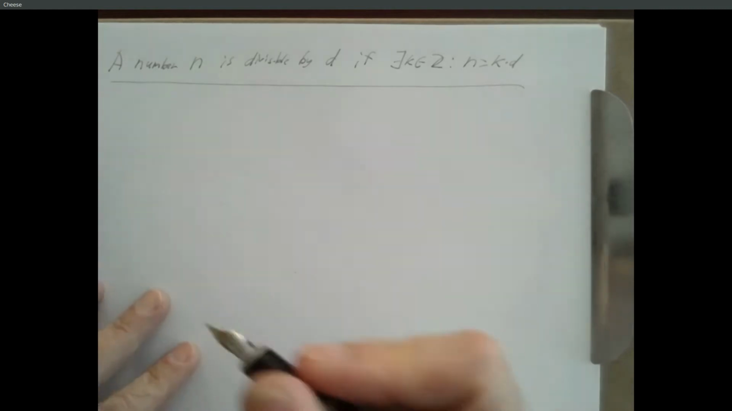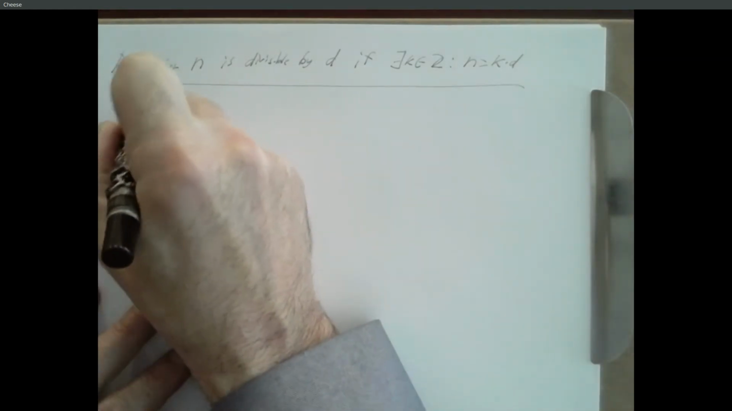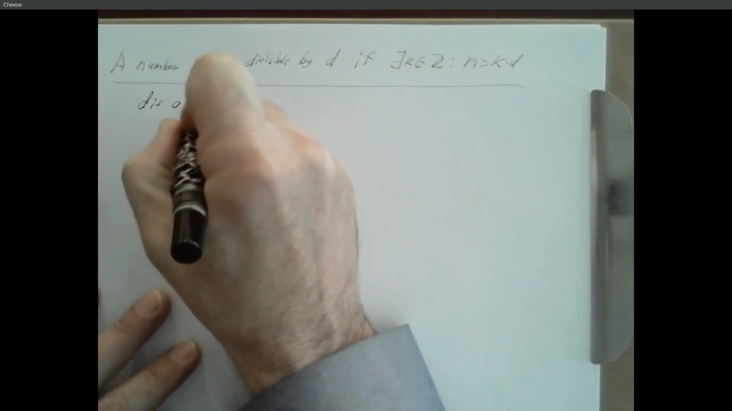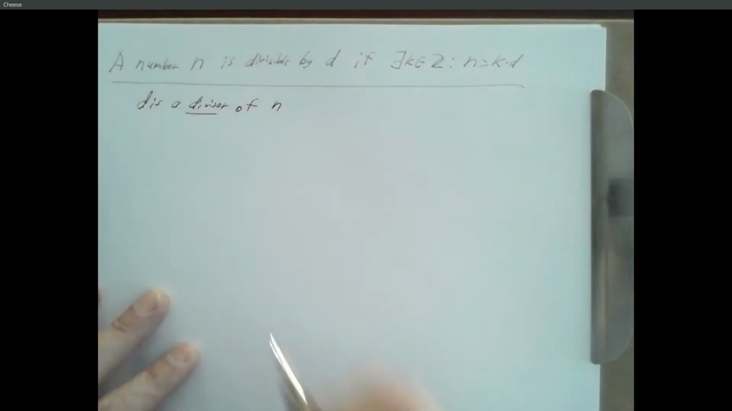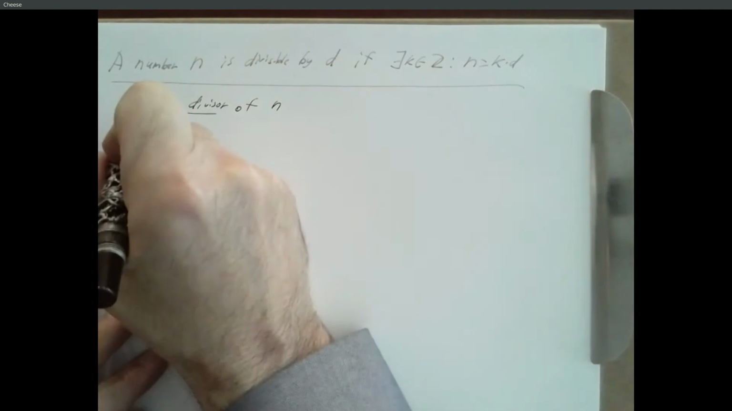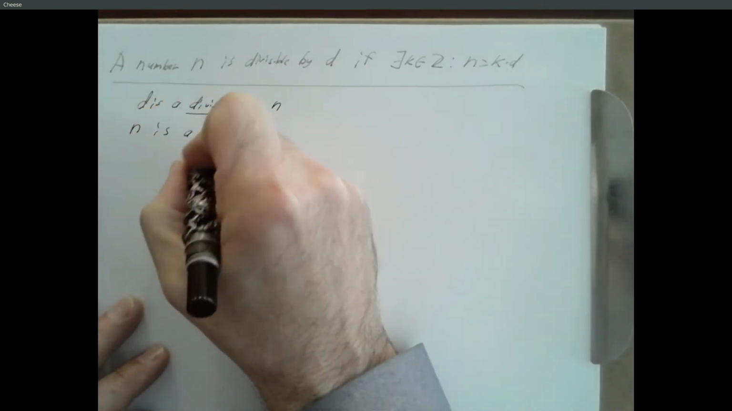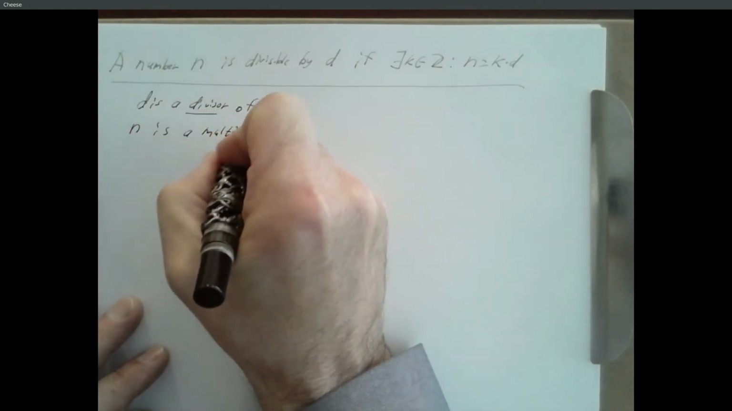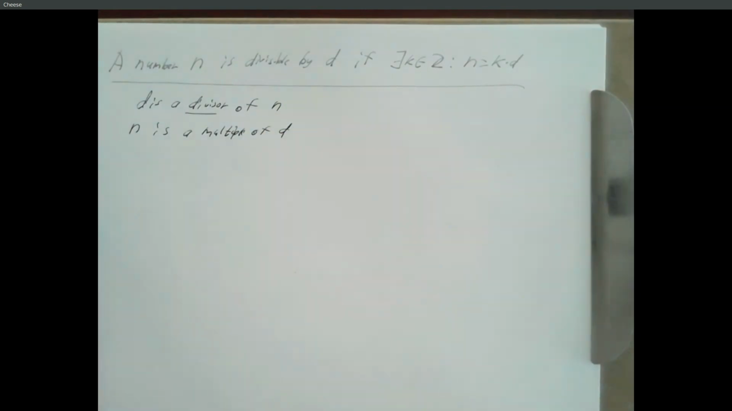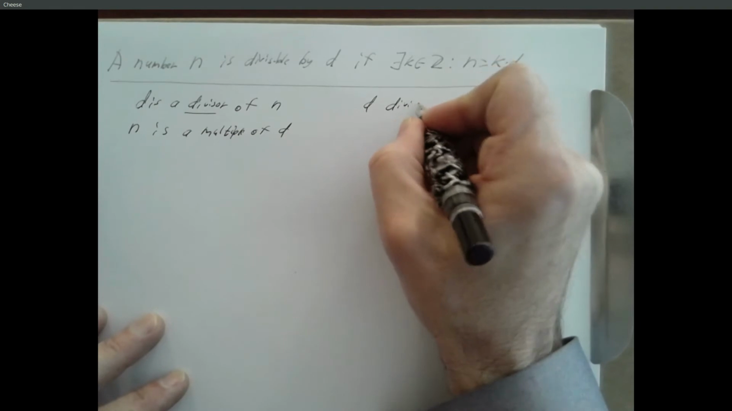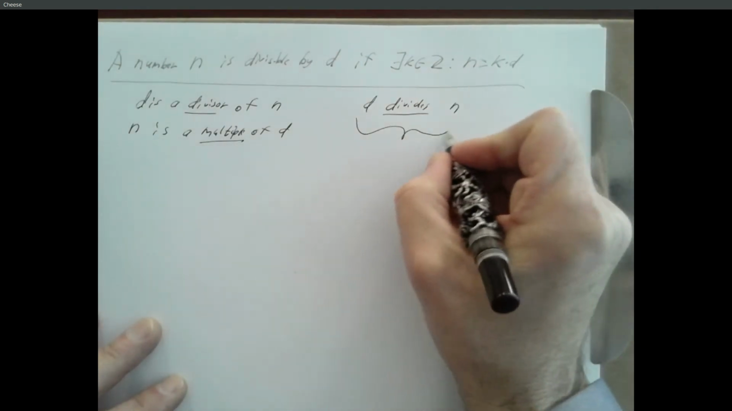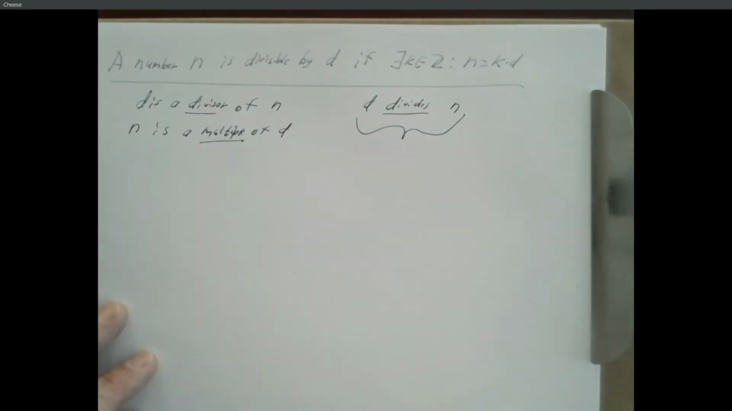So other things we can write: d is a divisor of n. We can write n is a multiple of d. We can say d divides n. And we have a special notation for this statement, d divides n.